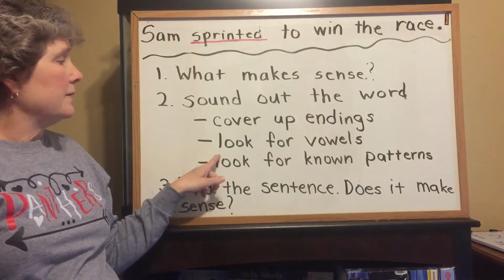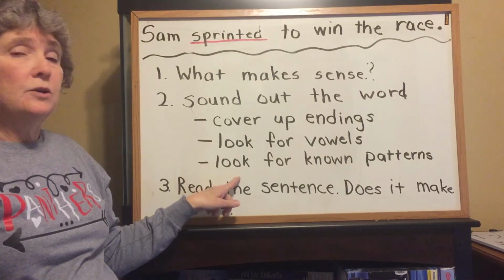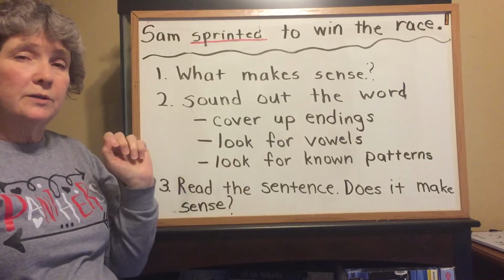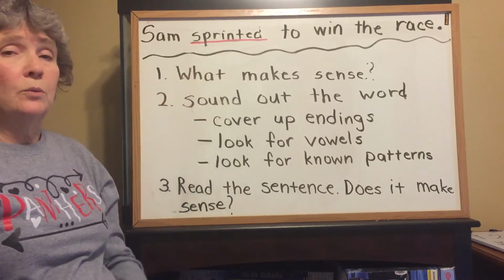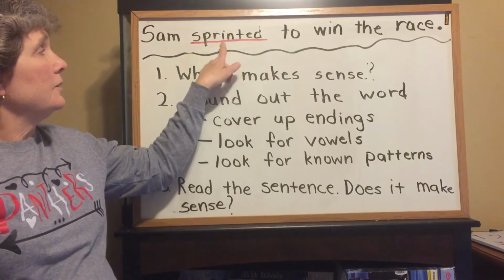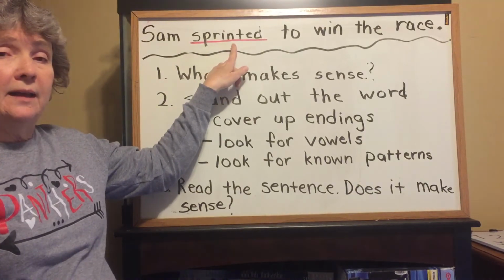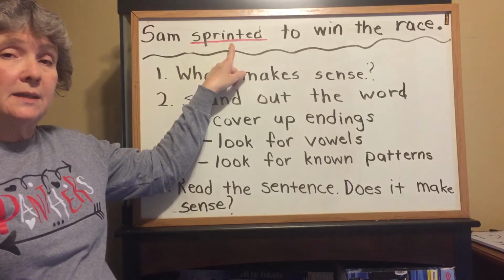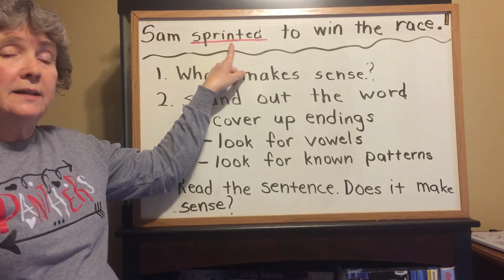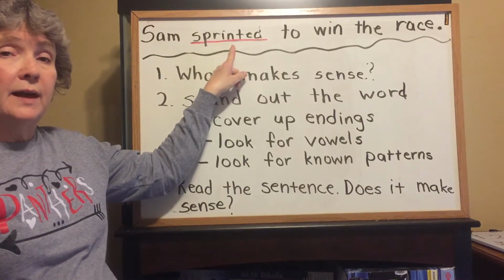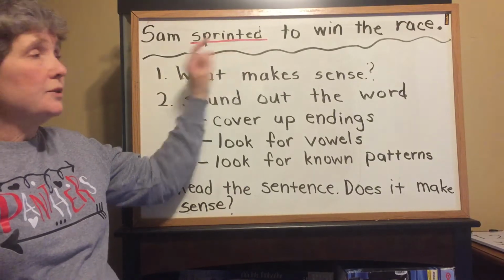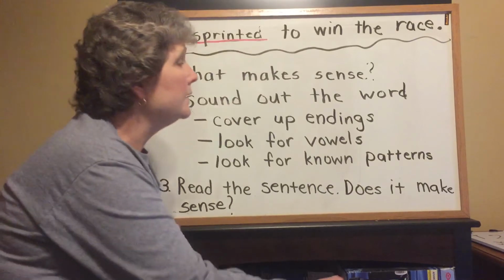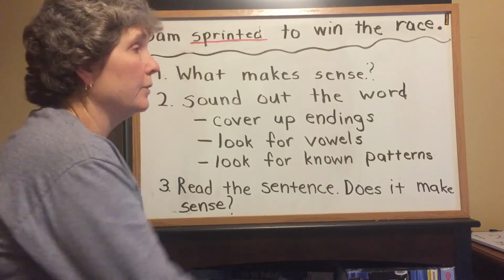The next part of this strategy is to look for any known patterns. That includes any little words that might be within the bigger word. I see the word in here, spelled I-N. So when I come to the I-N, as I'm sounding out the word, I can say in for that part of the word. So I'm going to cover over the ed ending, and I'm going to sound out the base word or the rest of the word.